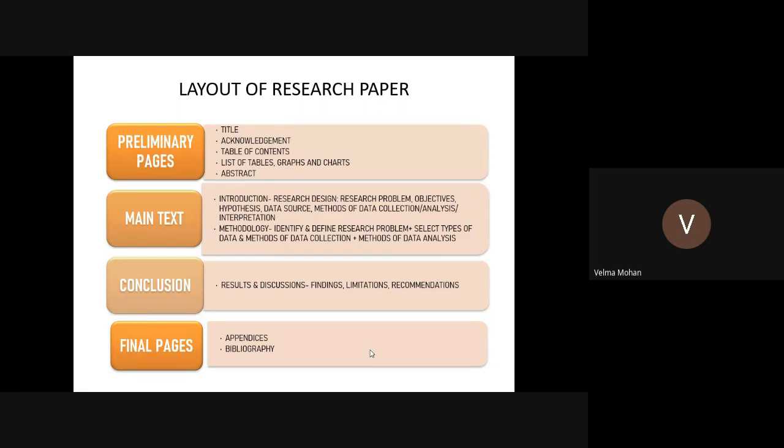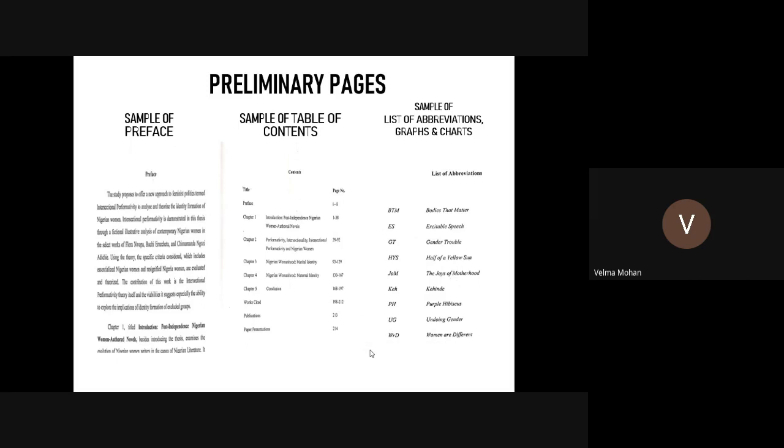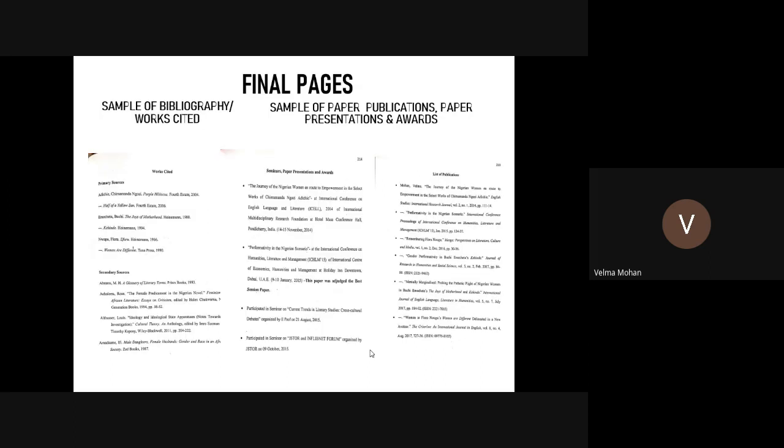So I have sample pages of a thesis. So here you have the preliminary pages: sample of a title page of a work, sample of an acknowledgement, sample of a preface, sample of table of contents, sample of list of abbreviations, graphs, and charts, if any, and the final page where you have the bibliography or the works cited. And if you've done any paper presentation or publication, or if you received any awards, you can mention them in the final pages.